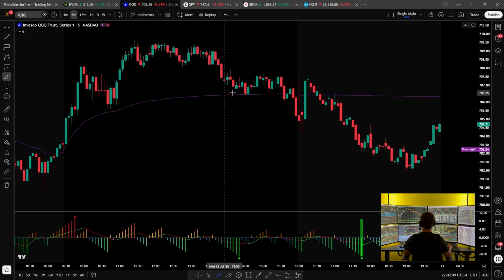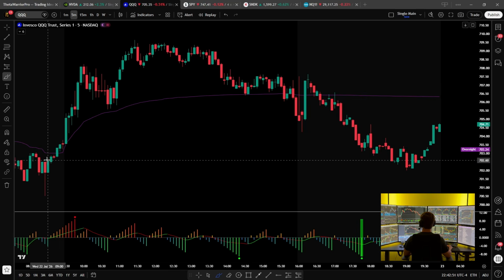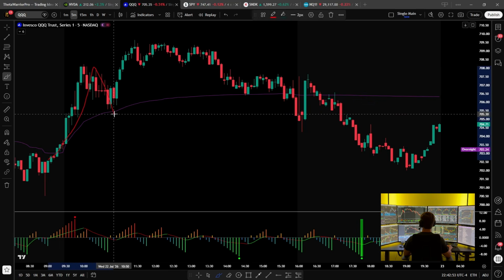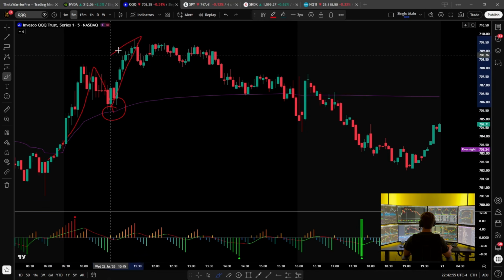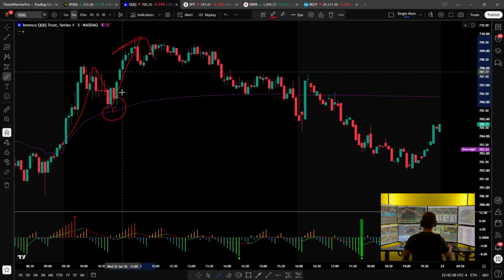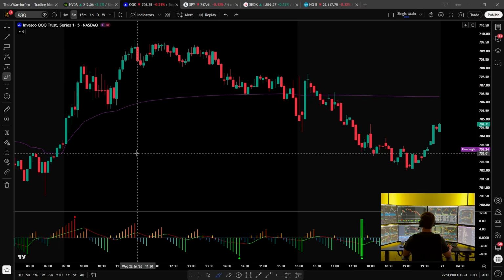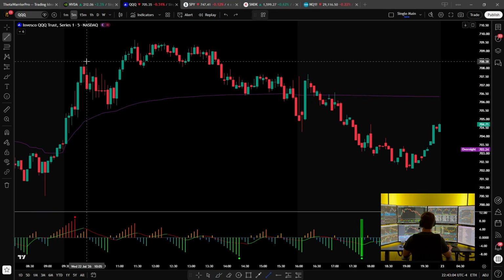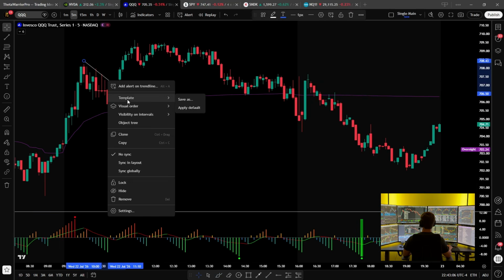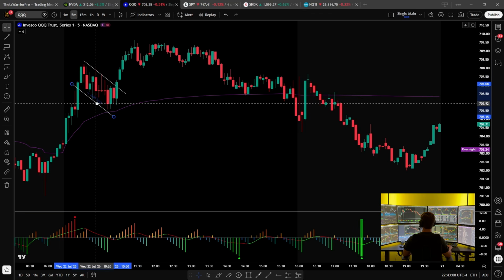Basically, I like to use it as support and resistance. If price breaks above VWAP, I'm looking to be a buyer on a retest and catch a bounce. This is a great example right here that happened earlier today of just that. I like it especially when I can line up a pattern right into it.